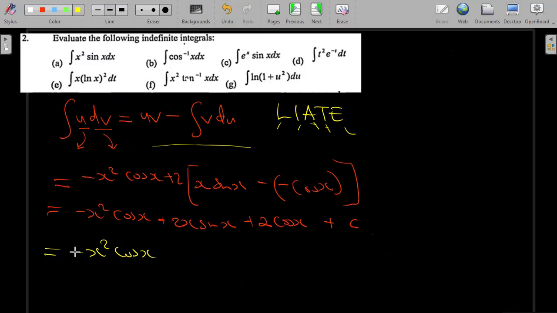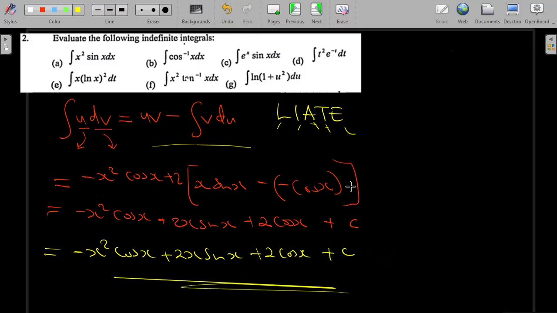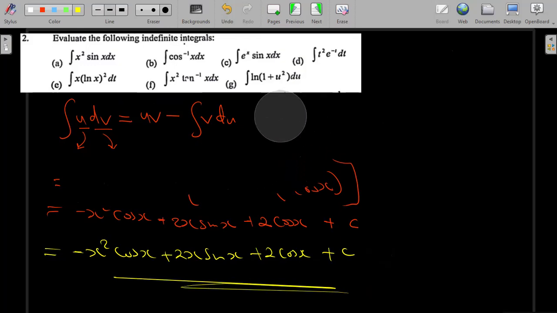Let me write the answer in yellow so that you're able to see it more clearly. That's 2x sine x, then plus 2 cosine x. Then, of course, plus c, and like that, you have integrated using by parts. Now let us do the same for the questions that are going to follow here.